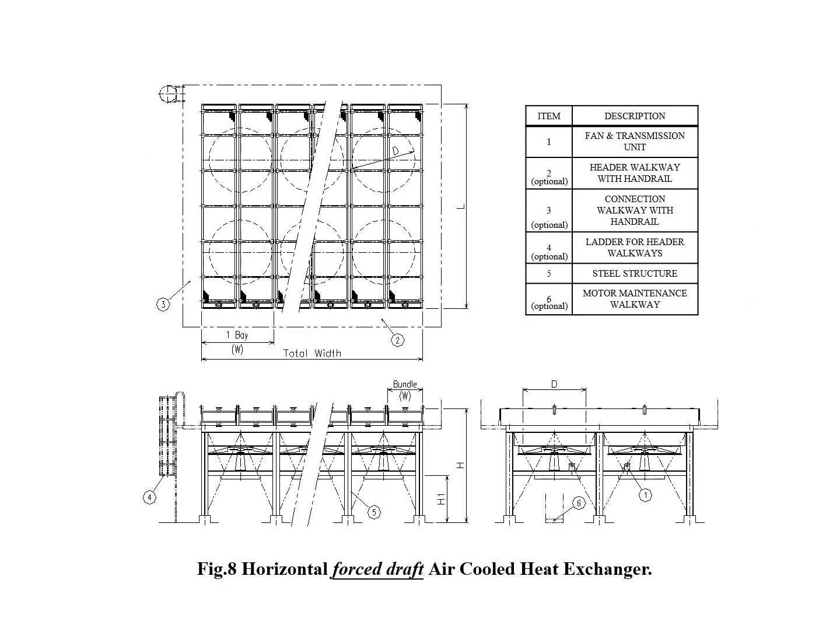An air cooler consists of the following components: tube bundles, fan and transmission unit, header walkway, connection walkway, ladder for header walkway, steel structure, motor for maintenance walkway, loop of process outlet temperature control. Furthermore, according to the arrangement of the cooling fans below or above tube bundles, there are 2 types of air coolers: forced draft and induced draft.